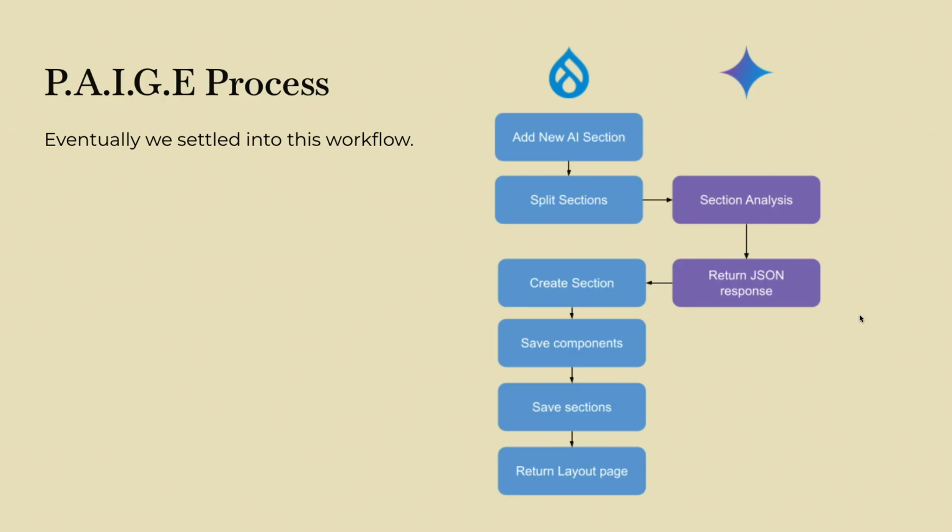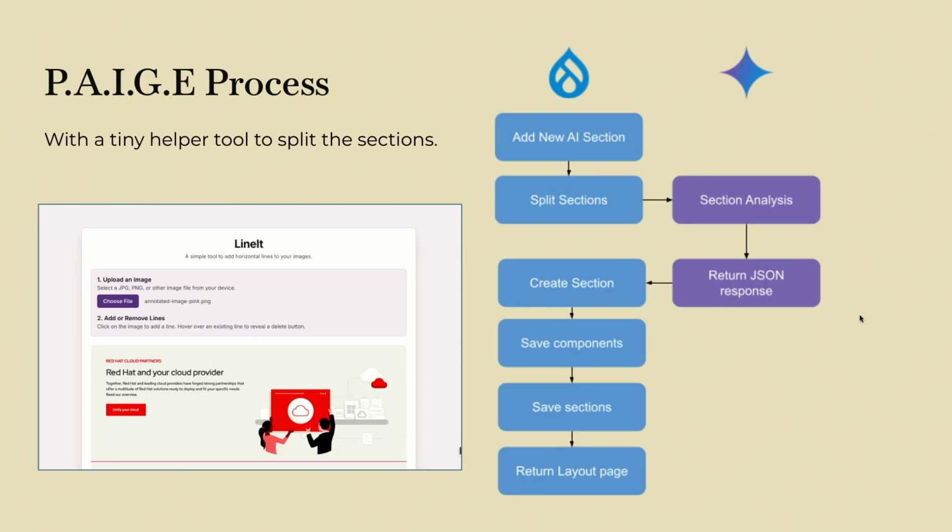And we have a little tiny helper tool to split the sections along the way that we're using now. So an editor just clicks and adds a line for every section that they think should be generated. Okay, so that's the theory. Let's see it in practice.